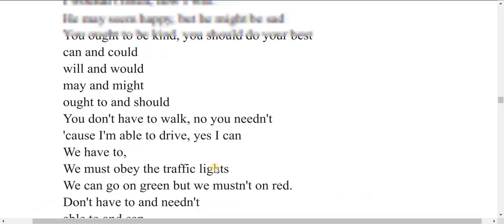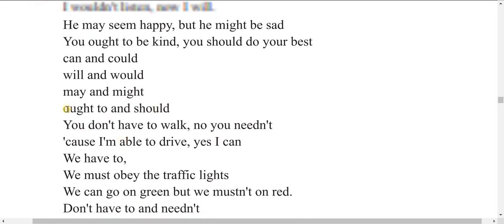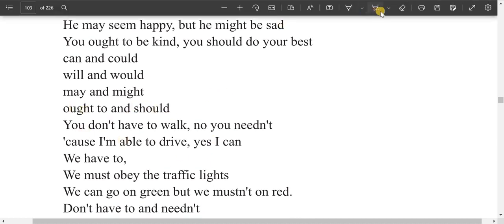So in this song, we learn the use of modal auxiliaries. Here, ought to and should mean the same thing. In the same way, may and might almost mean the same thing. You don't have to walk means you don't need to walk. And I am able to drive means I can drive. So we have to and we must.